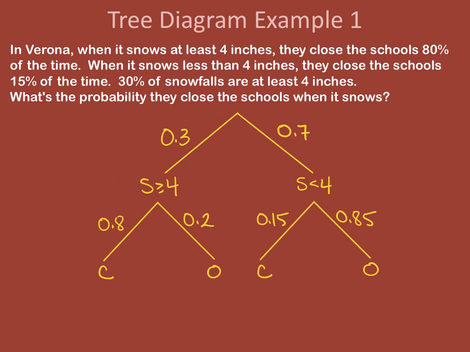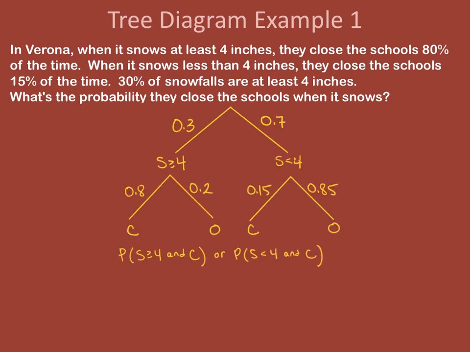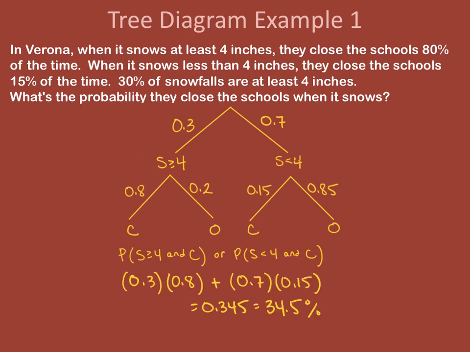So let me write that up in terms of probability notation. So I have here what I just said, which is it can either snow more than 4 inches and they close schools, or it snows less than 4 inches and they close schools. So since multiple things have to happen here, or multiple events, I'm going to use multiplication. And then either this scenario or this scenario can happen. And if you remember, when we say or, when we're dealing with probability, we add. After doing out the calculation, you can see that there's a 34.5% chance that they will close the schools when it snows.